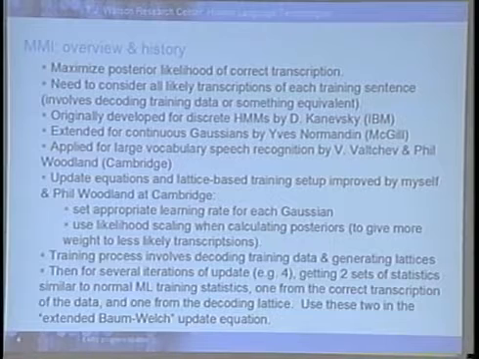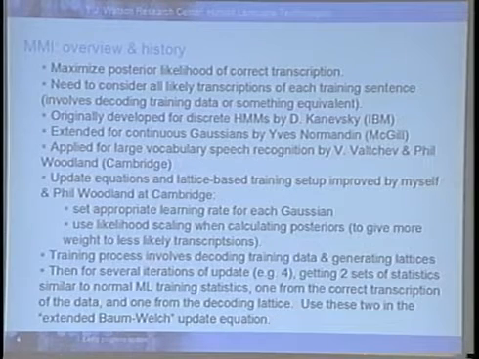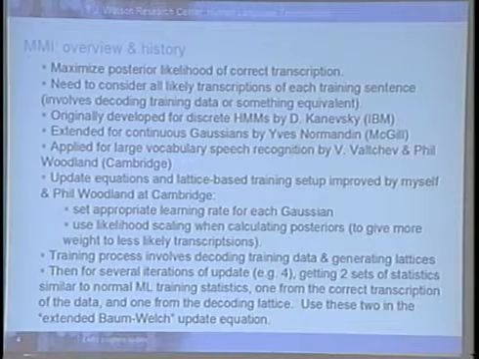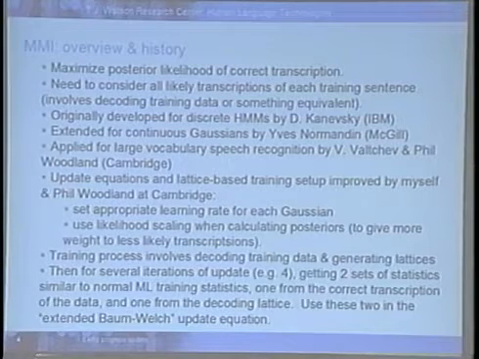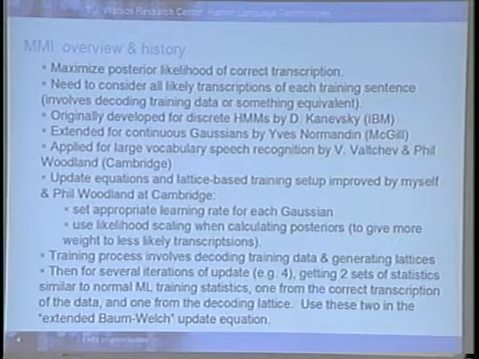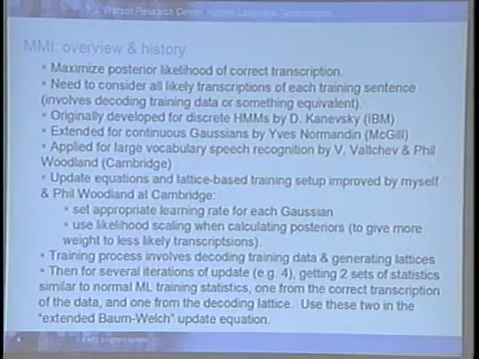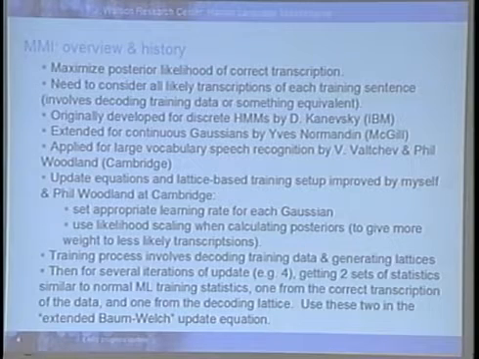MMI is a training technique in which you try to maximize the posterior likelihood of the correct transcription. So basically what you're doing is you're recognizing all the training data and looking at the probabilities of all the possible transcriptions for that utterance and trying to maximize the probability of the correct one.